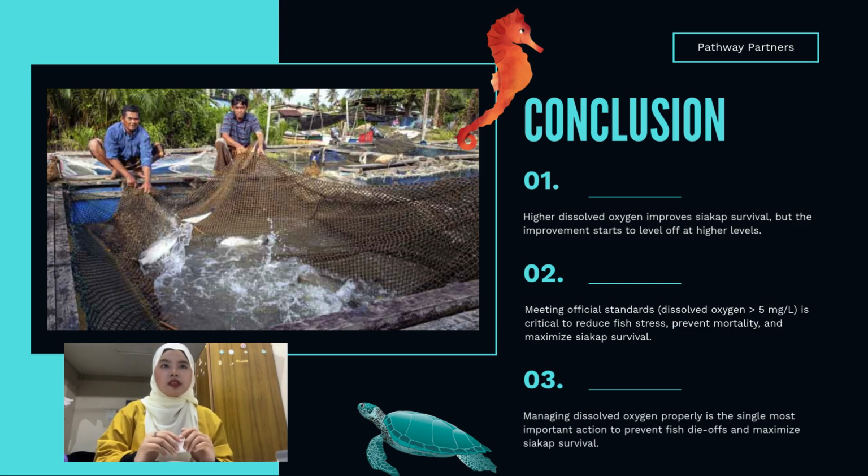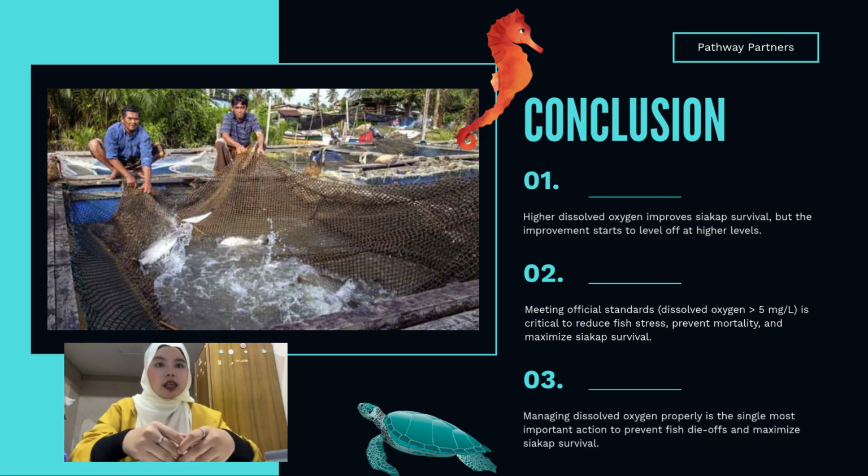Next, meeting official standards: dissolved oxygen greater than 5 mg per liter is critical to reduce fish stress, prevent mortality, and maximize sea carp survival. To back this up with official standards, both the Department of Fisheries Malaysia and SIRIN state that dissolved oxygen must be kept above 5 mg per liter. This isn't just a random number, it is the baseline required to keep sea carp healthy, growing, and alive. By maintaining this level, fish farmers can drastically cut down on fish stress and prevent sudden die-offs in their aquaculture system.